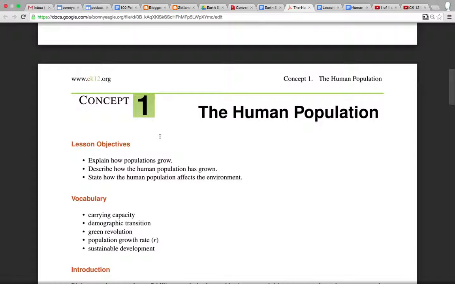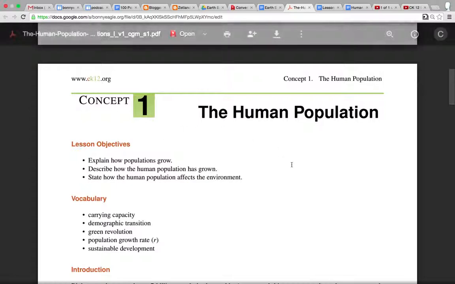My name's Mr. Ruby. I'm joined by Nathaniel Parker and Nigel. Welcome, Nigel. Welcome, Nathaniel. And this is the human population concept 1. For those of you who don't like to read. All right. Could I have a round of applause for the human population, please? Go, people. All right, that's enough of that.